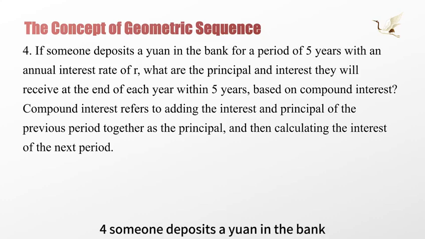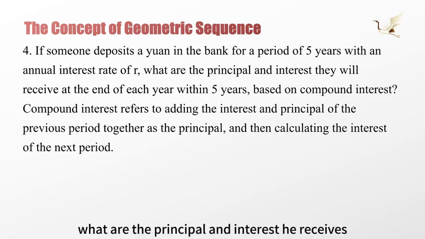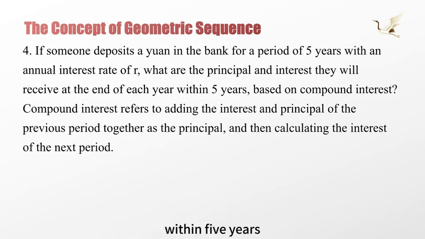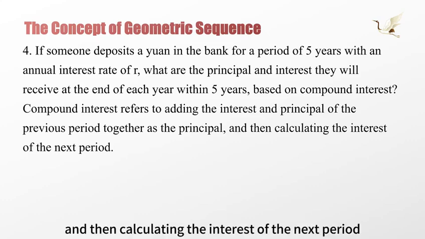4. Someone deposits a yuan in the bank for a period of 5 years with an annual interest rate of R. So, according to compound interest, what are the principal and interest he receives at the end of each year within 5 years? Compound interest refers to adding the interest and principal of the previous period together as principal, and then calculating the interest of the next period.